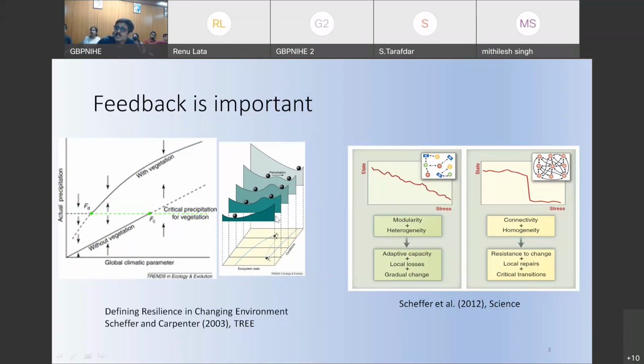And during this time the feedback becomes very important. So understanding of feedback is very important to understand this kind of stability, when this failure will take place and what will happen after the failure.